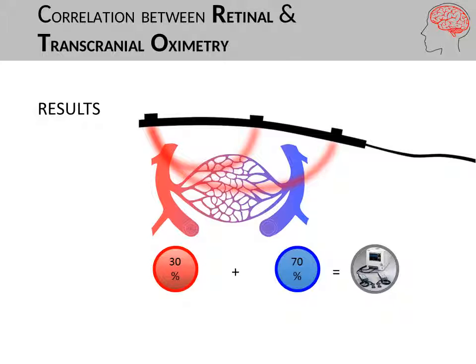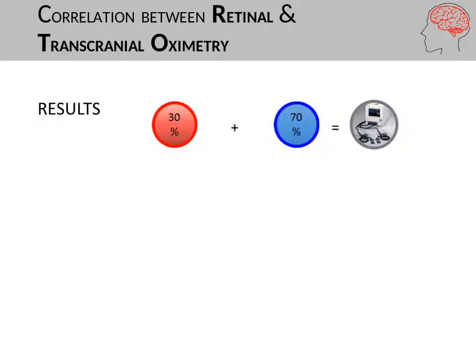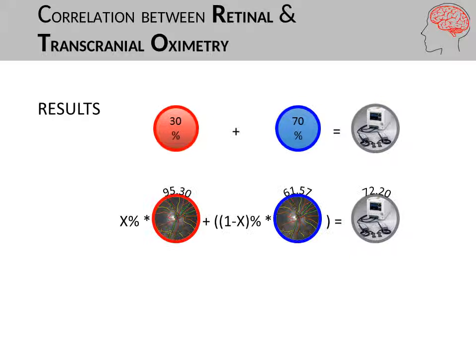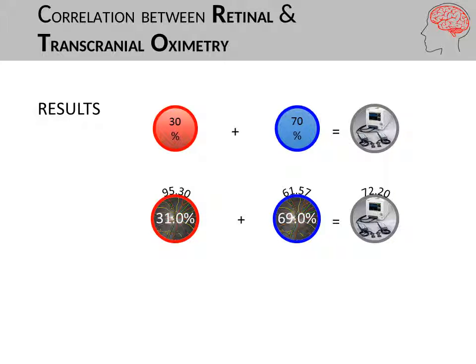And more about this relative contribution, which is said to be 30%, 70% in healthy individuals. We tried to calculate what our relative contribution would be, equation, x times the arterial plus 1 minus x the venous retinal saturation. And we find 31% versus 69%, which matches quite closely to the established 30%, 70%.